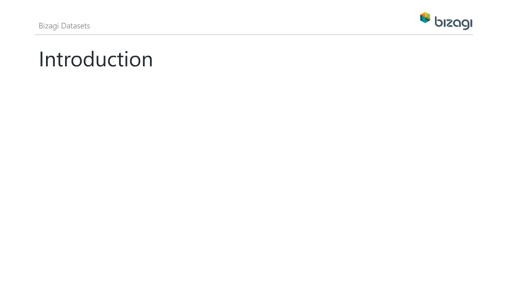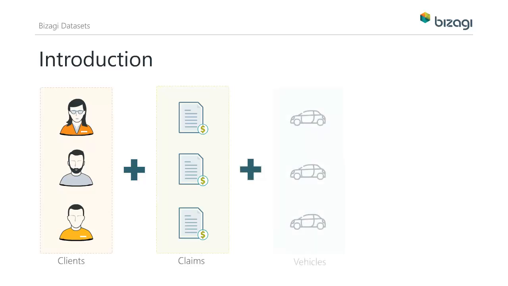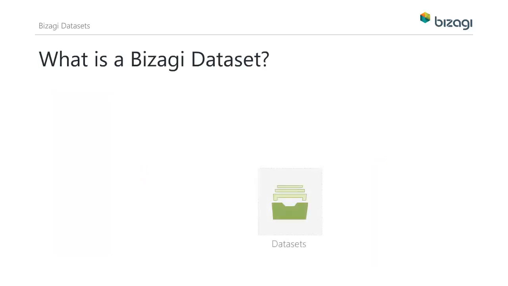As an example, in a car insurance company, a lot of information is registered about clients, claims, and vehicles. It would be great to use all this information to understand more about how the business works and to establish improvements to the processes. What is a Bizagi dataset?